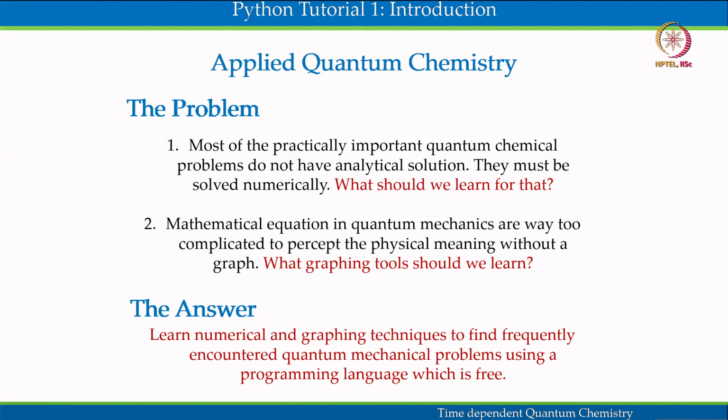So this mismatch poses a vexing problem, particularly when it comes to encouraging students, both in experimental and theoretical physical chemistry labs, to think freely about any quantum mechanical problem. So this is one problem which we have: most of the practically important quantum mechanical problems do not have analytical solutions. They must be solved numerically. The question is, what should I learn for that?